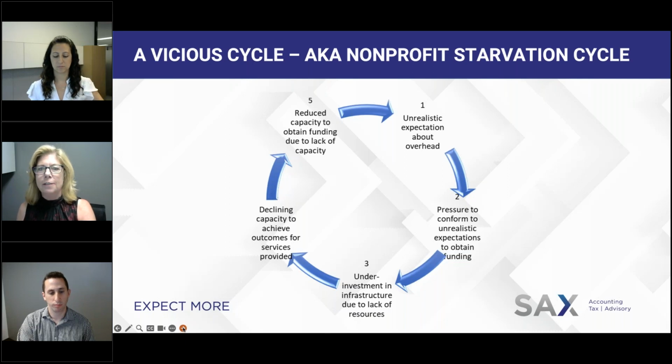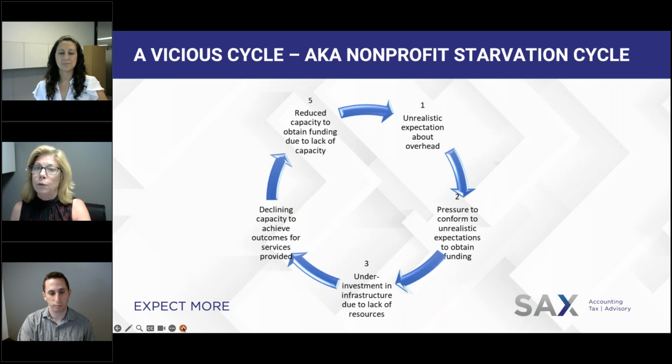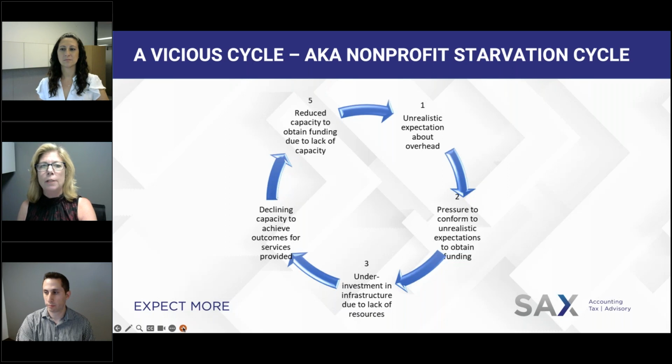So there's this unrealistic expectation about the overhead, pressure to conform, right? So I'm not going to spend money on the infrastructure of my organization. So we're going to underinvest in infrastructure due to the lack of the resources that we're not getting from our funders, our declining capacity to achieve outcomes, our declining capacity to serve people, and then your reduced capacity actually sets you up to be an organization that funders don't want to fund, right? Because you don't have organizational capacity. And it just goes on and on and on.